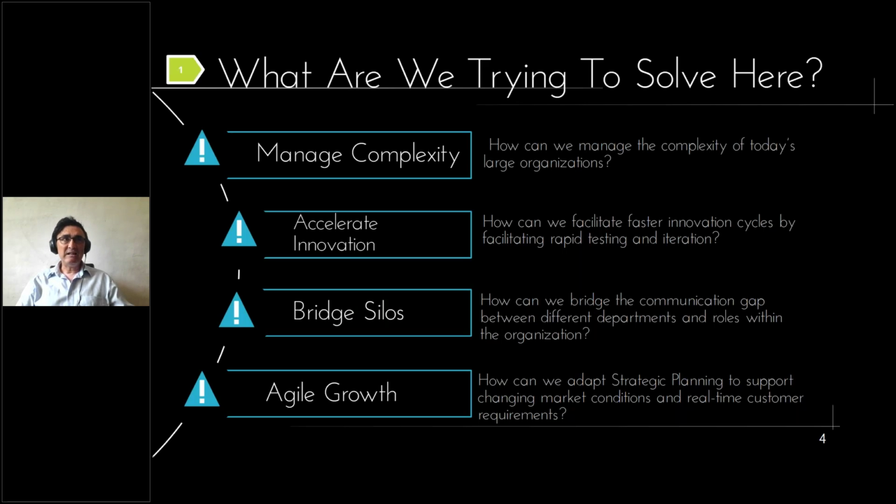And that is a breakthrough innovation. So we want to try to accelerate innovation and to bridge silos. Like I said, a silo is created when different departments are creating different things in isolation. They don't talk to each other. And at the end, we want to achieve agile growth. And we want to do that using those two concepts of digital twin and an industry model.